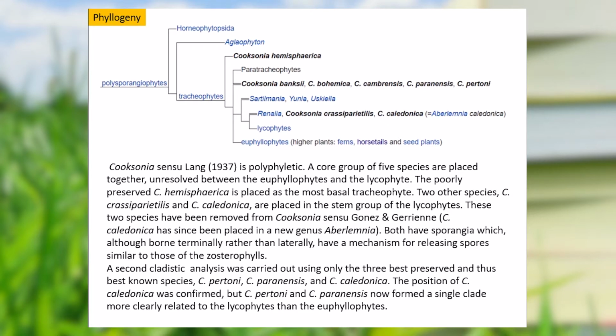Two other species, Caryopyralites and Caledonica, are placed in the stem group of the Lycophytes. A second cladistic analysis was carried out using only the 3 best preserved samples. The position of Coccinea caledonica was confirmed, but Pertoni and Parensis now formed a single clade more clearly related to the Lycophytes and Euphyllophytes. So this controversy is still going on regarding the exact placement of this Coccinea.